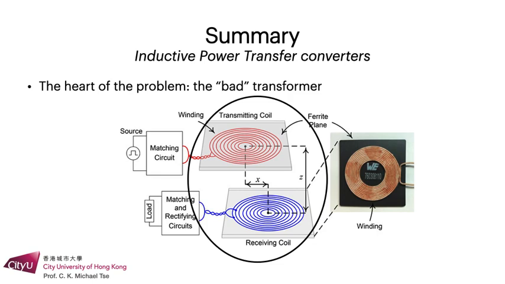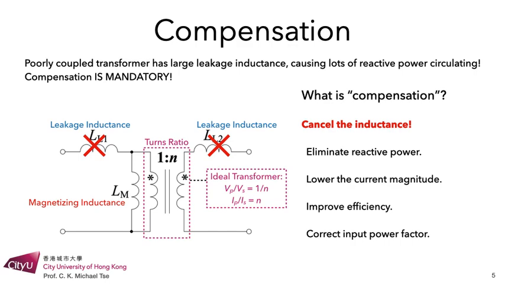In all IPT circuits, the transformer usually has very weak coupling, and so a significant leakage will be present at the primary side and the secondary side of the transformer, and that creates a mandatory need for compensation. The purpose of compensation, obviously, is to try to eliminate the reactive power being circulated in the circuit and to try to improve the power transfer capability. And if we incorporate resistances in the model, we'll be able to identify the condition for optimal efficiency as well.